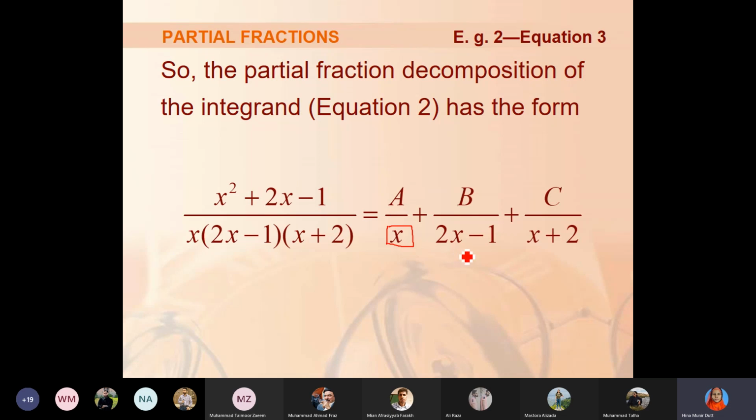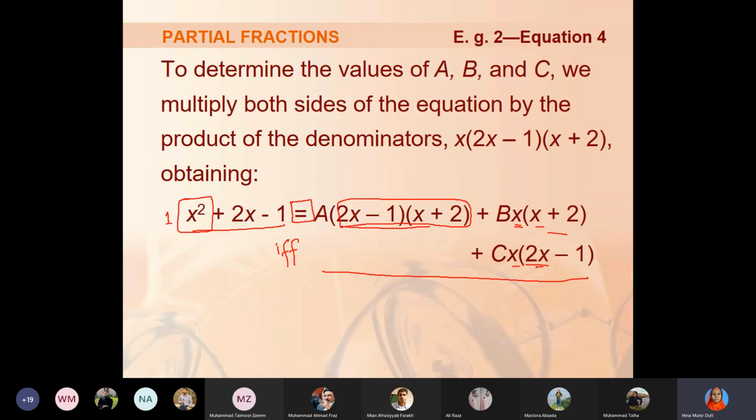If I put 2x minus 1 equal to 0, I can determine the value of b. And if I put x plus 2 equal to 0, I can determine the value of c, but not over here in this equation. Okay, if I put x is equal to 0, minus 1 here, and over here I will get minus 2a, and this is 0, this is 0. So this implies that a is equal to 1 over 2.